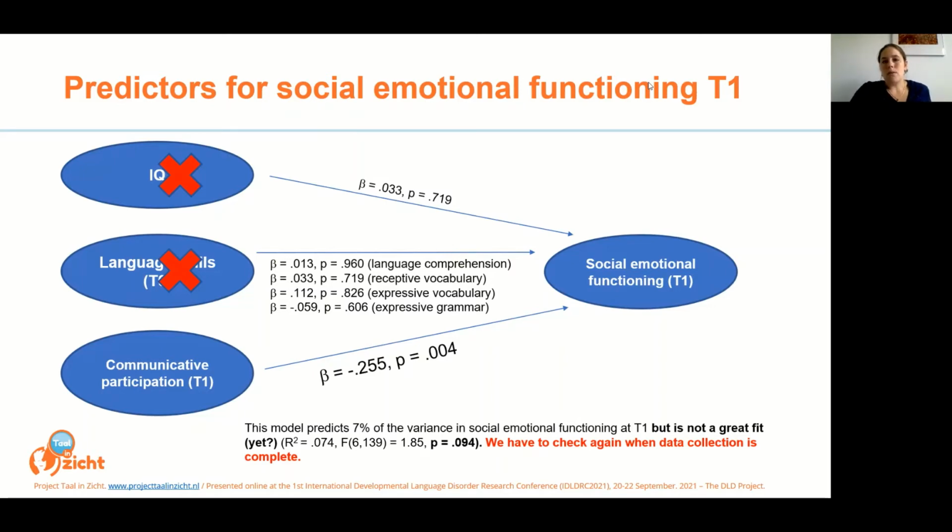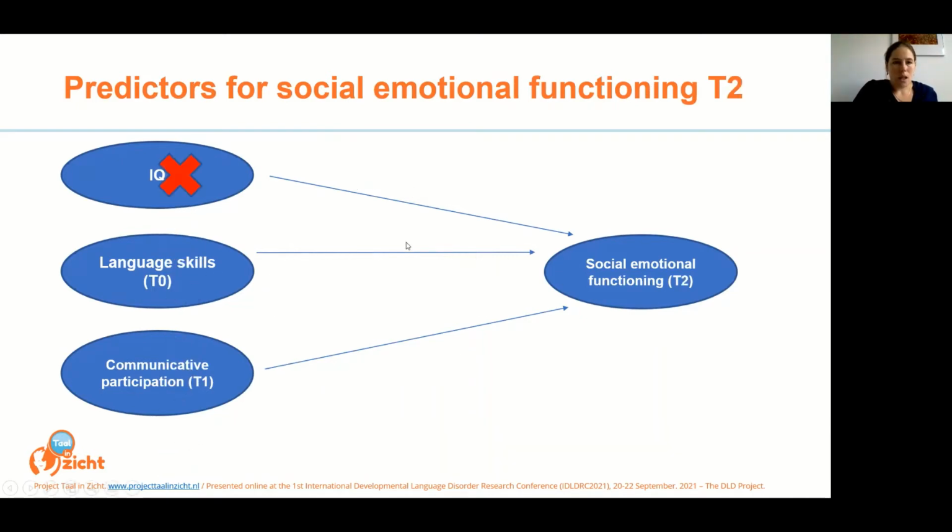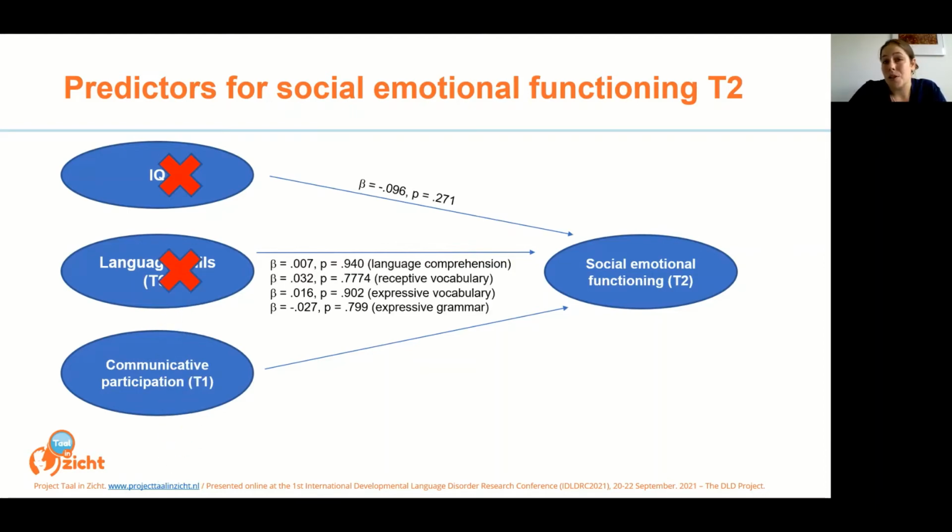So now, what about predictors for social emotional functioning at T2? Again, we looked at IQ, language, and communicative participation, and we see that IQ is not a significant predictor for social emotional functioning. Neither are the language skills. Again, they don't do anything. But communicative participation, again, predicts social emotional functioning significantly.